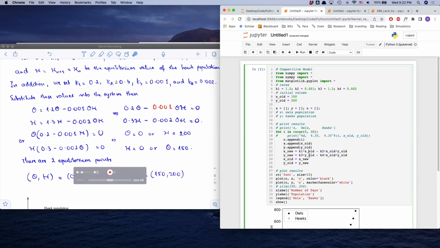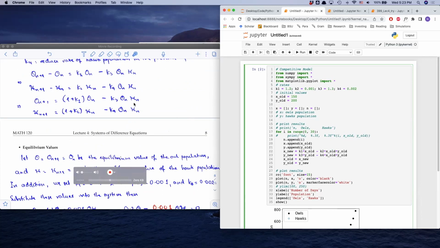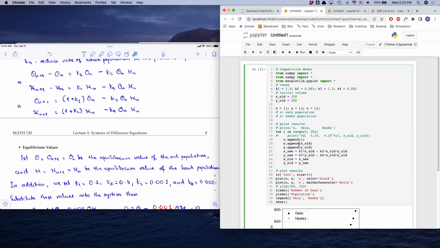I'm going to use the initial value with the rate I posted here to obtain the next value in the sequence. So I'm going to do the setup. I'm going to use this setup right here to calculate the next value. So x new equals k1 times xo minus k2 times xo times yo. And similarly for the second equation.